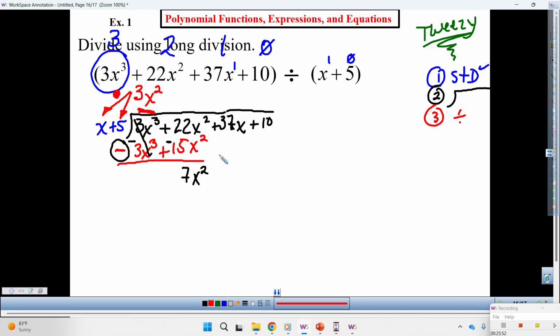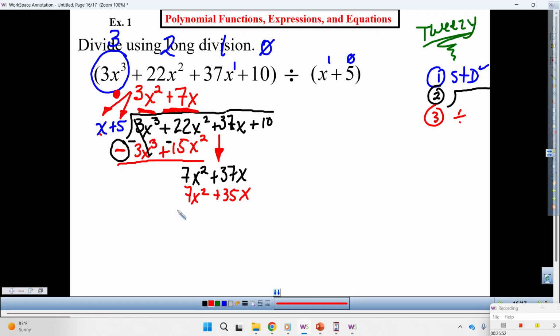Next, bring down the next term. What is my next term? 37x, yes? So let's write it here, plus 37x. So, let's start all over again. Look up. Now I'm going to this spot. What number times x gives me 7x squared? Tell your neighbor, what number times x gives me 7x squared? Positive what? 7x. So 7x times x, that's 7x squared. However, 7x times 5 is what? 35x.